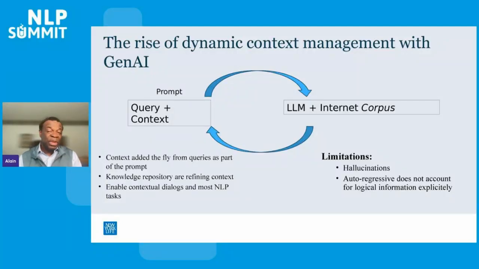Now, the limitations we're facing are some of the things we know today in terms of hallucinations. The autoregressive approach does not account for logical information explicitly. We have made progress on that, but basically the LLM does not account for some of the disparate information you have, and that's why we have hallucination today. So it's a problem, and we have had progress on that.